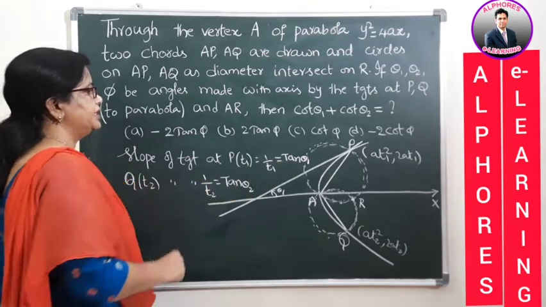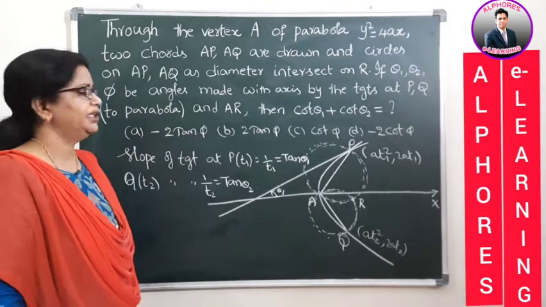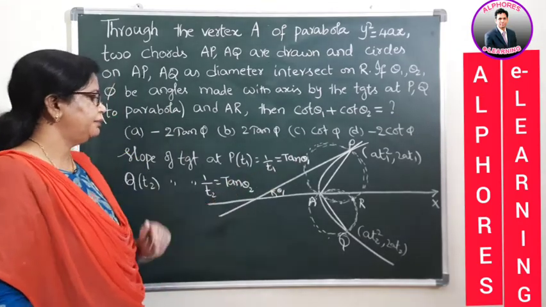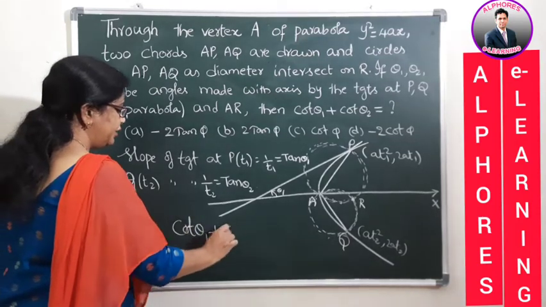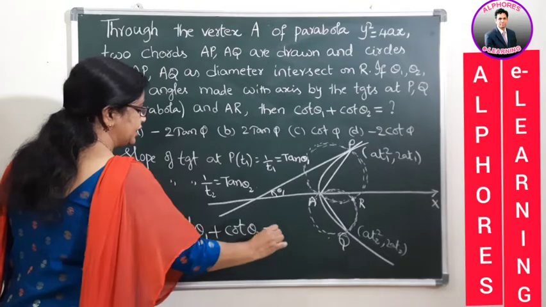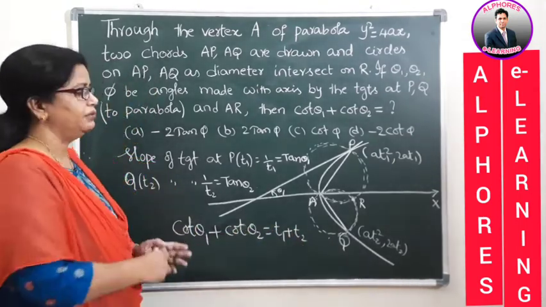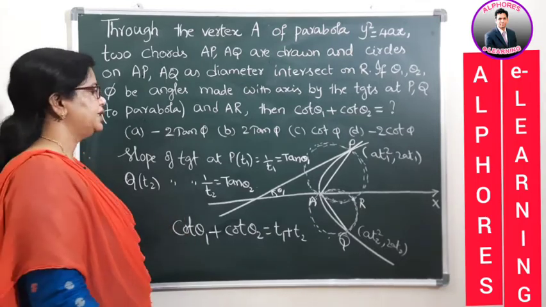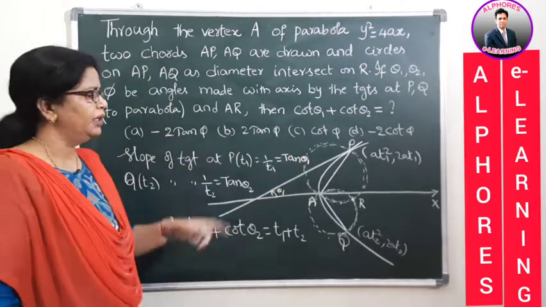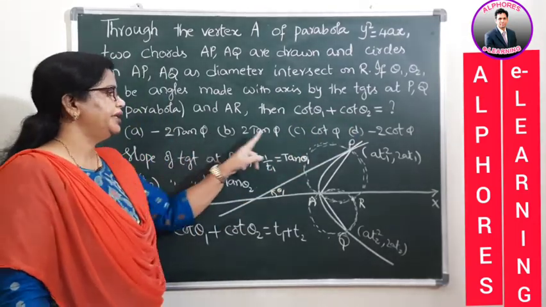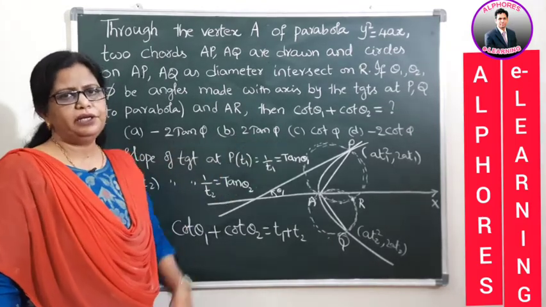Then what is the question they are asking, students? What is the value of cot theta 1 plus cot theta 2? If you take cot theta 1 plus cot theta 2, that is simply equal to t1 plus t2. Okay, no twist, nothing. Now they are asking for the cot theta 1 plus cot theta 2 value in terms of phi. Okay, in terms of phi, the answer may be minus 2 tan phi, 2 tan phi, etc.